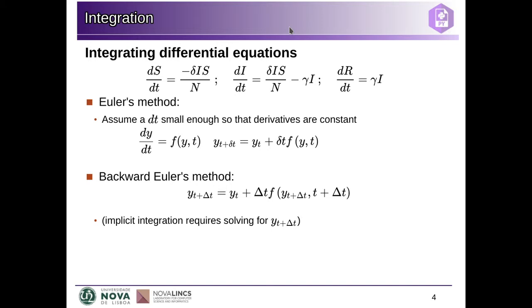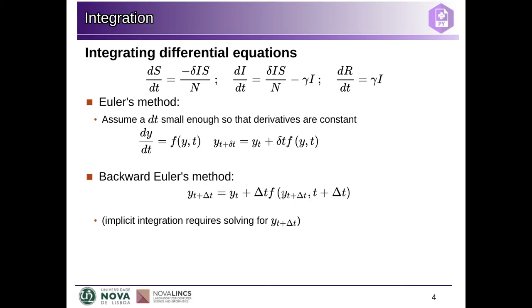So usually what the algorithms do is use some version, usually a lot more sophisticated, of the inverse, the backward Euler's method. So the idea is the same. We are taking a small time step. We are computing the value of one of these variables after this time step, but we are taking the value of the derivative at the end of the time step.